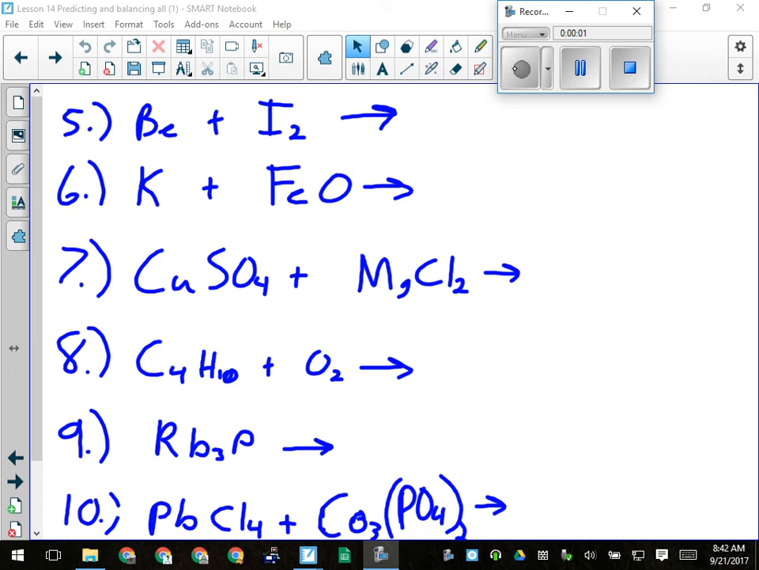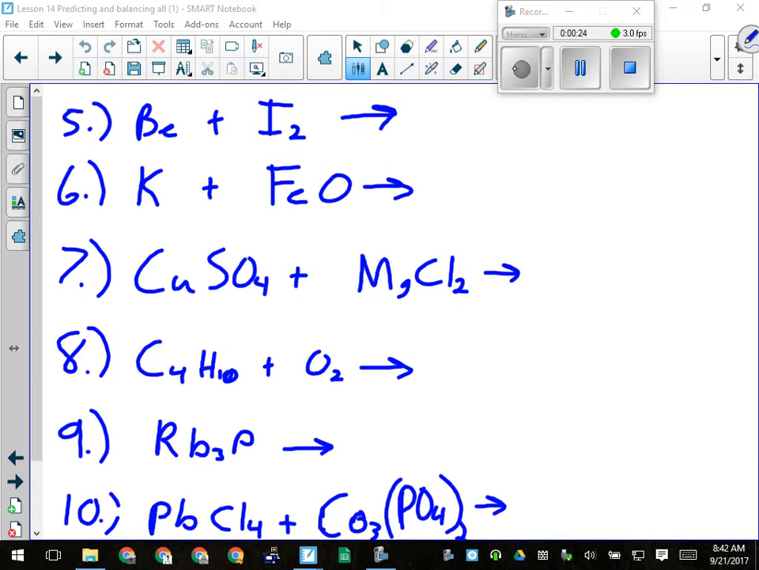So, first step in correctly predicting the products of a chemical reaction is to identify the type of reaction that is occurring. Because then we know the pattern that will produce the products. In question number 5 here, I have beryllium, which is a metal, as an element, reacting with iodine, which is an element. What kind of reaction starts that way?